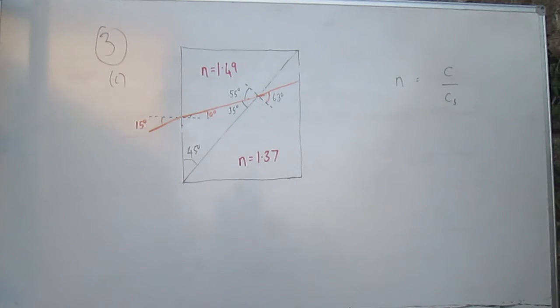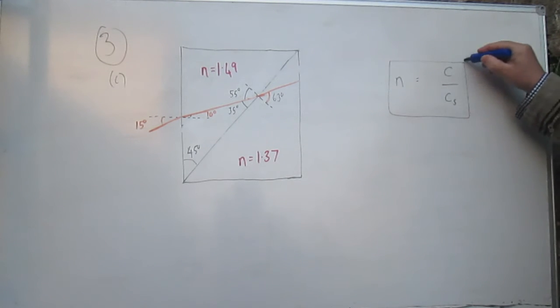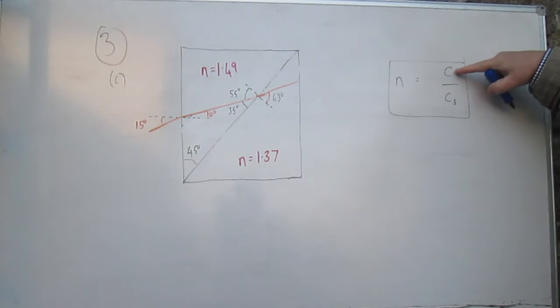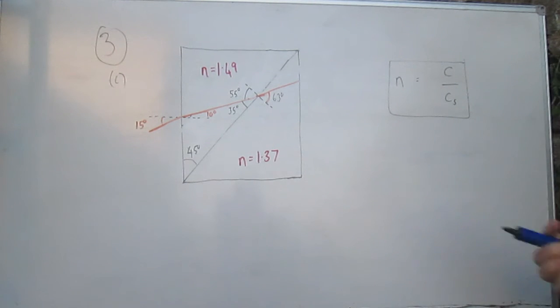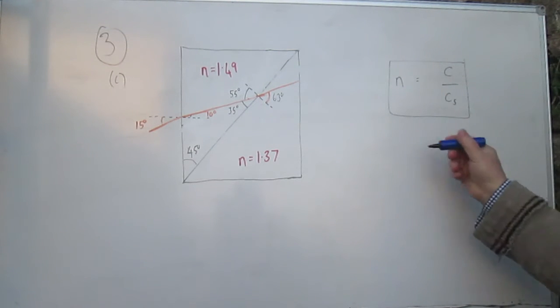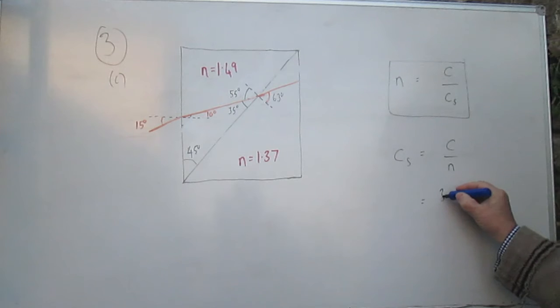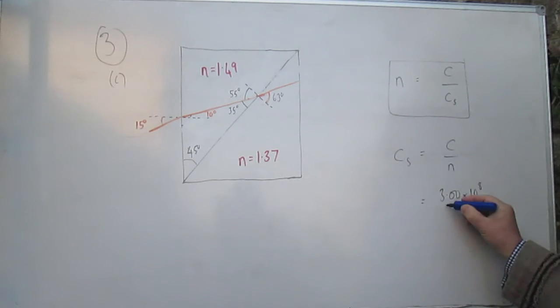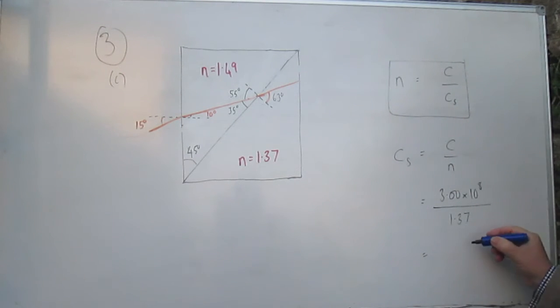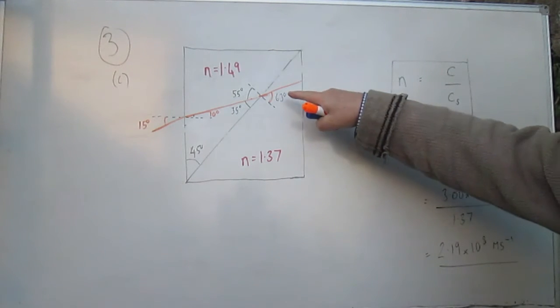Part 2 depends on this relationship, which again is on your data sheet. That's the definition of the refractive index, that it's the ratio of the speed of light in a vacuum divided by the speed of light in the medium that we're talking about. So of course we know what that is because the speed of light is what it is, and that's on your data sheet, so it's trivial to solve for that. So we just rearrange that to get that c_s is equal to c over n, which is 3.00 times 10 to the 8 meters per second, divided by 1.37, which comes out to be 2.19 times 10 to the 8 meters per second. And that's the answer.